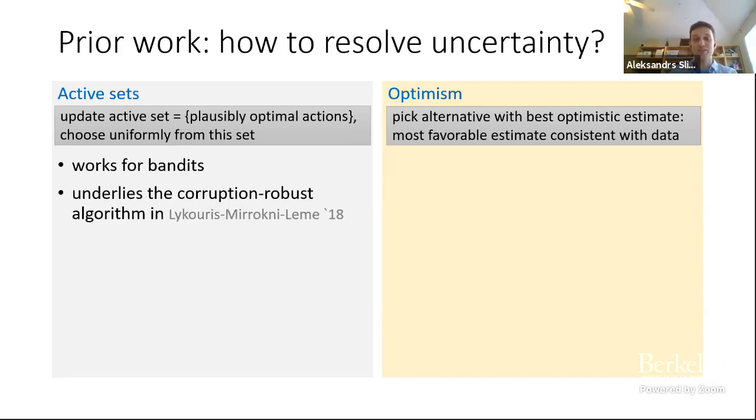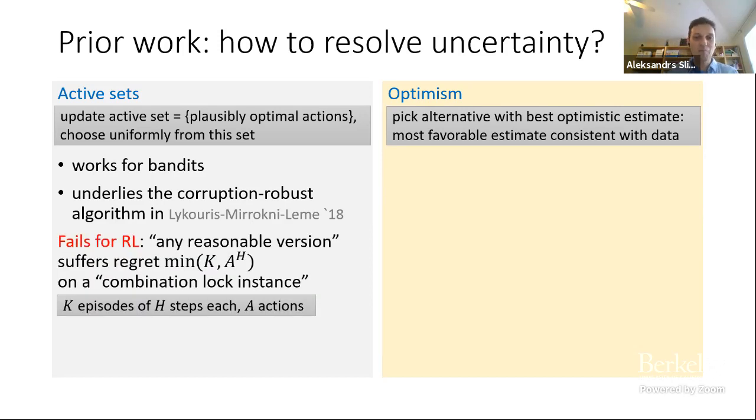So active sets work for bandits. In fact, it works for corruption-robust bandits, in the sense that this idea underlies the corruption-robust algorithm in the Lykouris, Mirrokni, Paes Leme paper. But it fails miserably for reinforcement learning. In fact, we can prove that any reasonable way you could define active sets is going to suffer, and if you choose uniformly from them, you will suffer a very high regret.